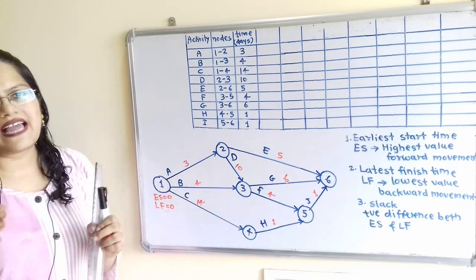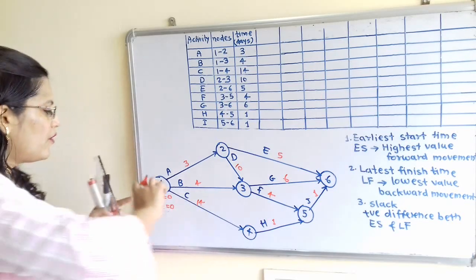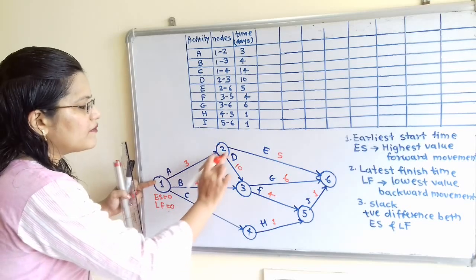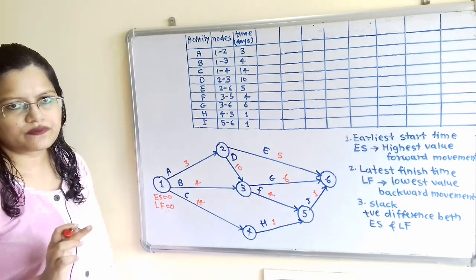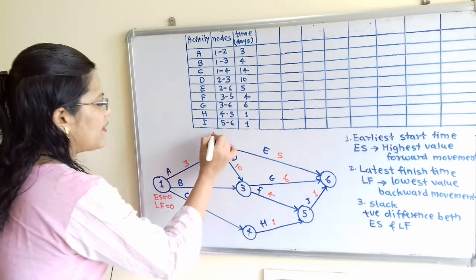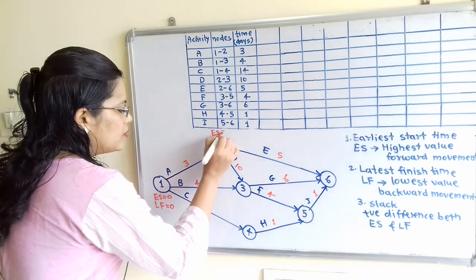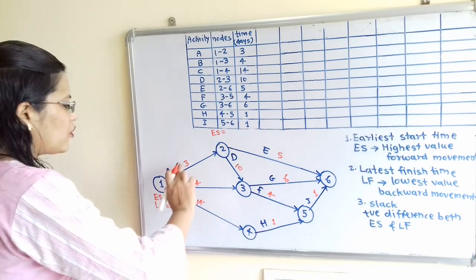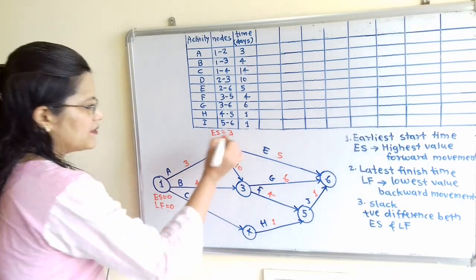Now we will first calculate the value of ES. From node 1 we select node 2. At node 2, what is the value of ES? There is only one incoming arrow, so 0 plus 3, that is 3.